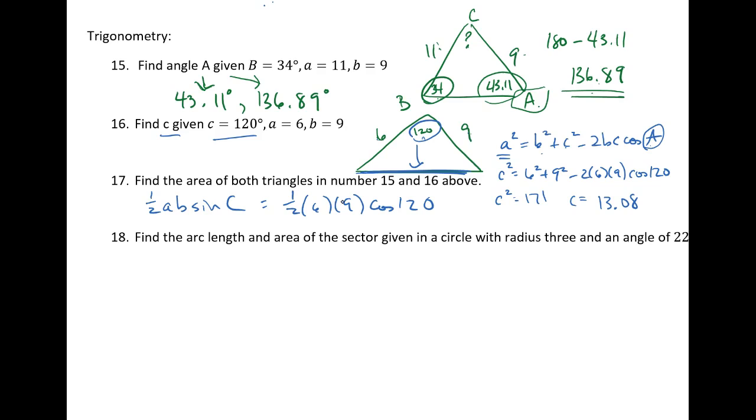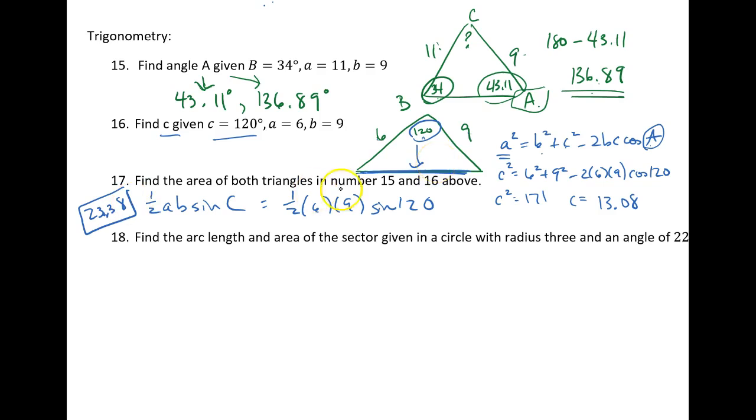Oh, that doesn't make much sense, does it? Oh, duh, it's sine, not cosine. I keep doing that. Okay, so it's going to be sine. Alright, how about 23.38? That sounds a lot better. Awesome. So that's the area of the triangle above.